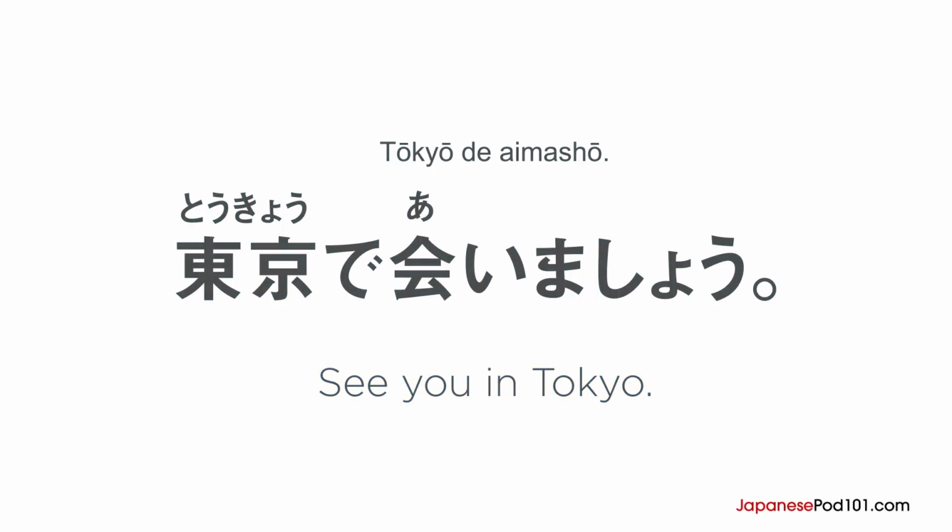Let's break it down. First, what is see you? 会いましょう. How do we express the location in Tokyo? 東京で. Notice that the location is followed by the particle で. 東京で.